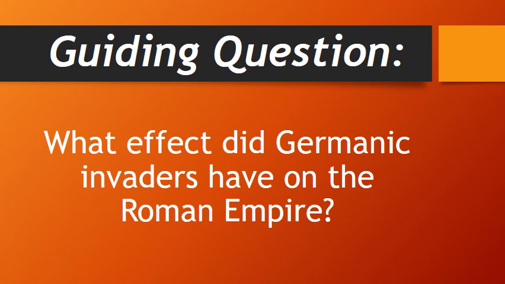Back to our guiding question, what effect did Germanic invaders have on the Roman Empire? Well, they wiped out the empire. They came in, they took out the empire. They were the ones that invaded and took the empire and ran the last emperor of the Roman Empire out of town. But they kept many of the concepts of Rome, the Roman era. Concepts, again, things like Latin language, Roman law, Christianity.